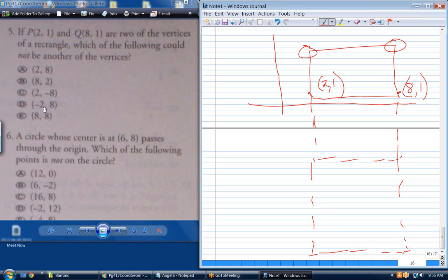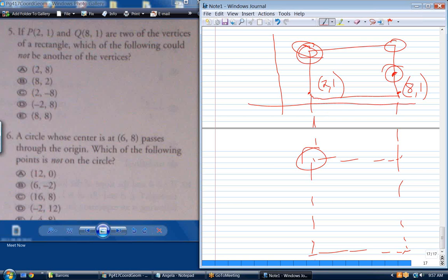And let's just do back solving here. Let's examine some points here. 2, comma 8. 2, comma 8 could be this point right there, right? Yes. Okay, so that could be 8, comma 2. Well, that would be a point right there. Could that be? Yes. Okay. 2, comma minus 8. That's some point down here. Yes, it could be.